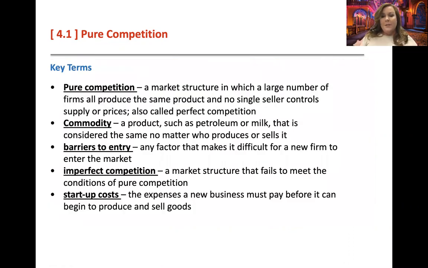Pure competition is a market structure in which a large number of firms produce the same product and no single seller controls supply or prices. This is also called perfect competition. Examples of that would be bananas, water, fruits and vegetables, meat, things like that.